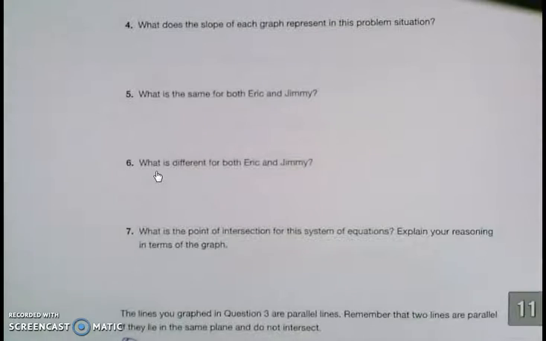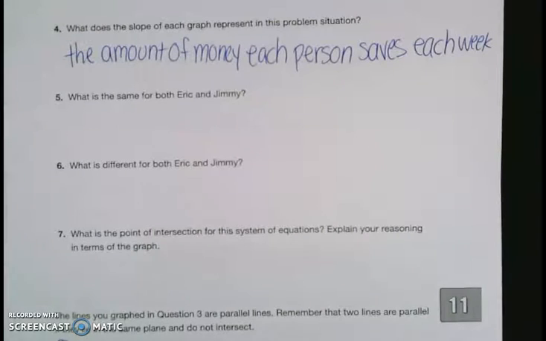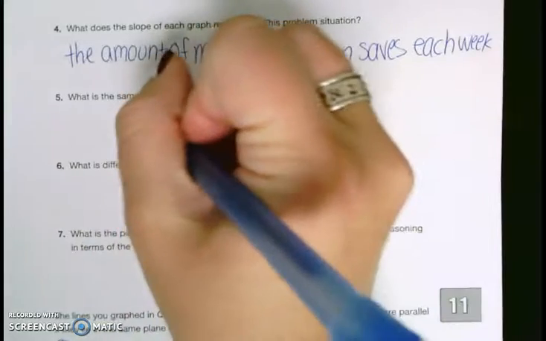Number 4 says, what does the slope of each graph represent in this problem situation? Well, it represents the amount of money that each person saves each week. Go ahead and write that down, pause the video if you need to. And then number 5 says, what is the same for both Eric and Jimmy? Well, their slope is the same. It's 25 for both of them, so go ahead and write the slope.